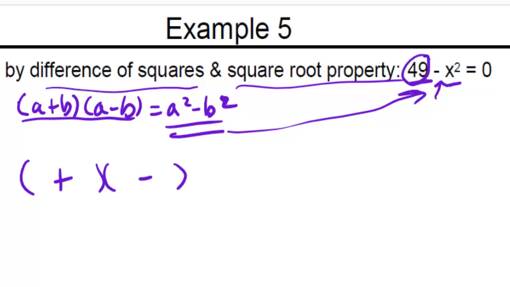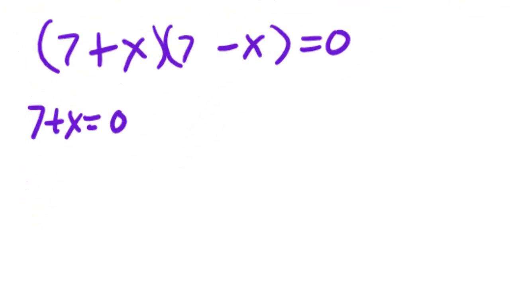So I know I'm going to have two binomials, one plus and one minus, and I take the square root of the first one, which is going to be 7, and that goes in the first position. And I take the square root of the second one, which is going to be x, that goes in the second position, and it's still equal to 0. And I just use the zero product rule here, so 7 plus x equals 0, or 7 minus x equals 0.